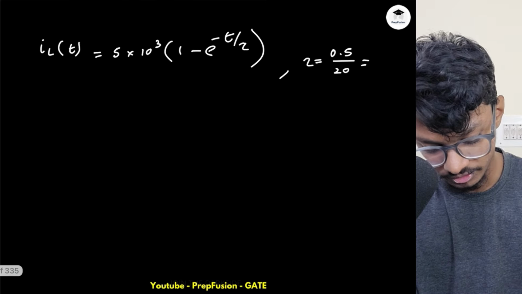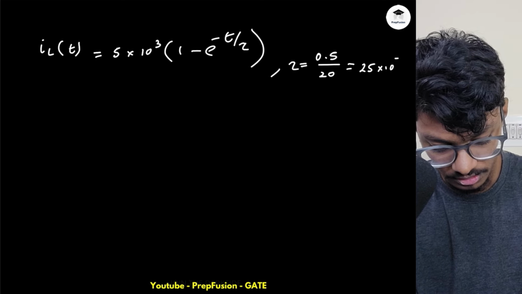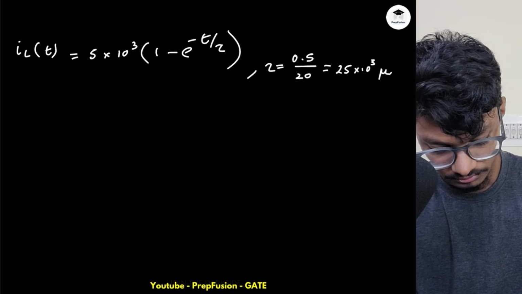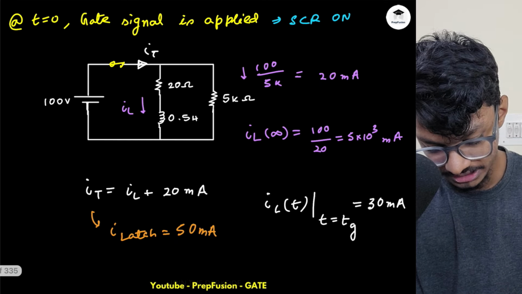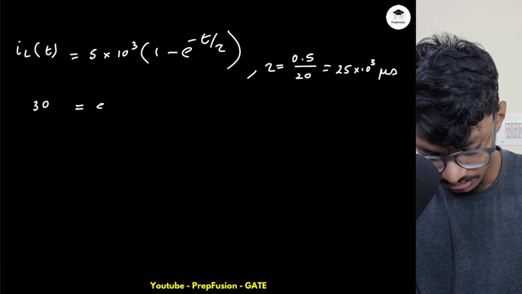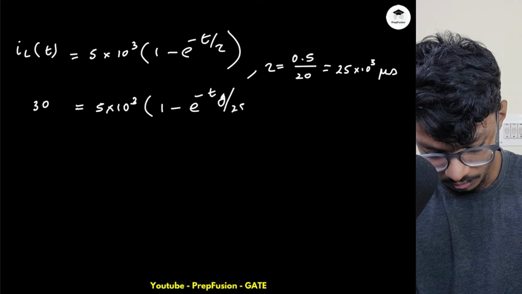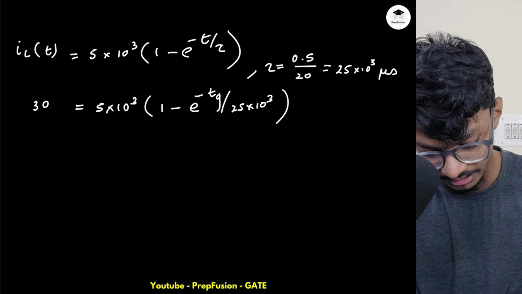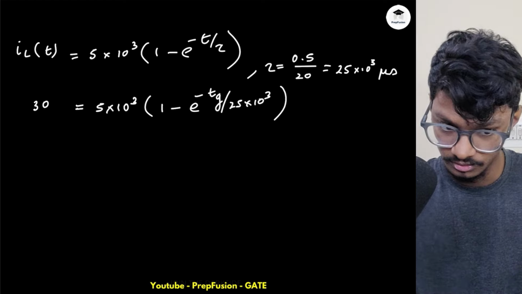I will write this in terms of microsecond, because the minimum pulse width also I will find in terms of microsecond. So previously we computed it was 25 into 10 cube microseconds. So how much IL of t do I need at t equals tg? 30 milli, and this is also in milli. So 30 milli equals 5 into 10 cube milli into 1 minus e raised to power minus tg upon 25 into 10 cube micro. So tg also is in micro. In this type of question you have to take care of the units. I hope you know how to take care of the units; these basic things have been explained very well in network theory. So I'll just quickly compute it.